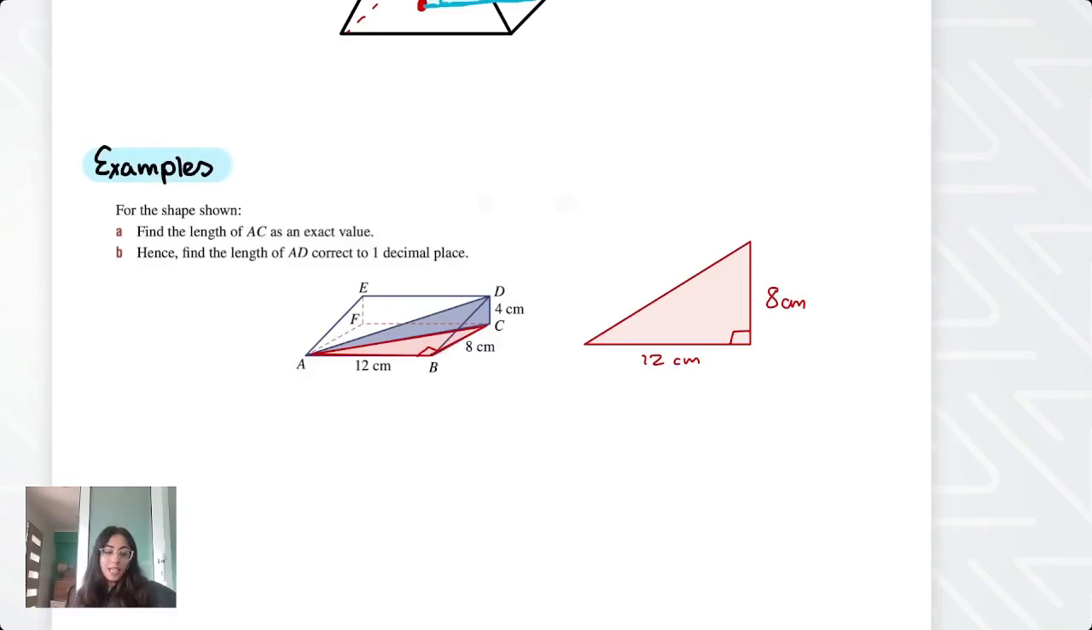So first, find AC. So that's for part A. And then for part B, we've got that. So does everybody kind of understand how to do these 3D problems a little bit?